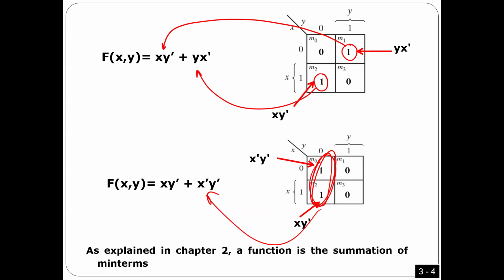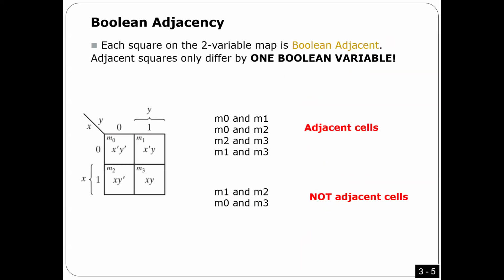But before I proceed, can you tell me what do you mean by neighbor? Who is neighbor to whom? Is this one neighbor to this one or this one? Who are the neighbors? Can you define neighbors? That's what I'm going to explain right now. So that's adjacent or neighbors, okay? Two squares are neighbors if they differ only by one variable. And I will use the same definition in the case of 3 variables and 4 variables. So two squares are neighbors if they differ only in one variable.